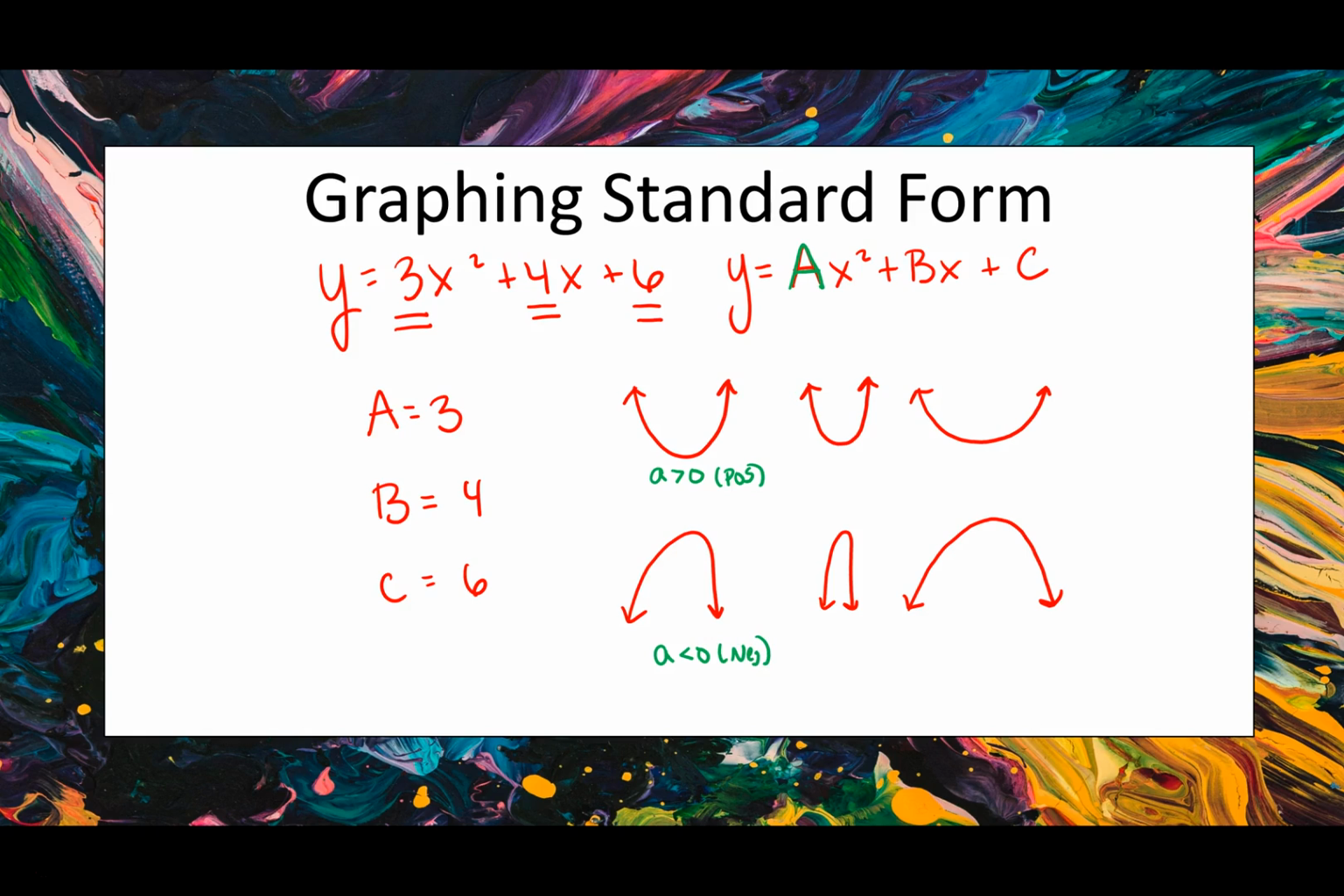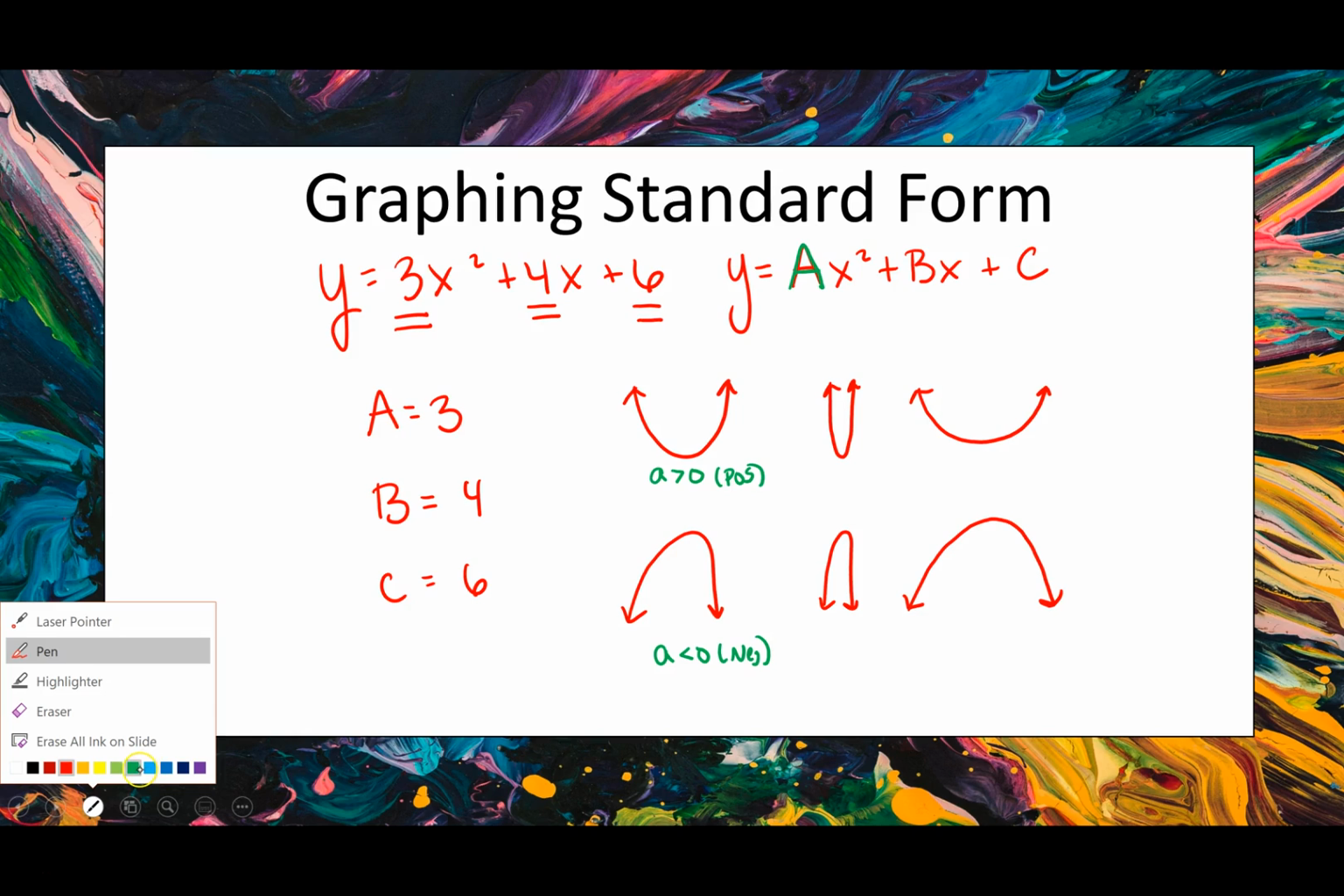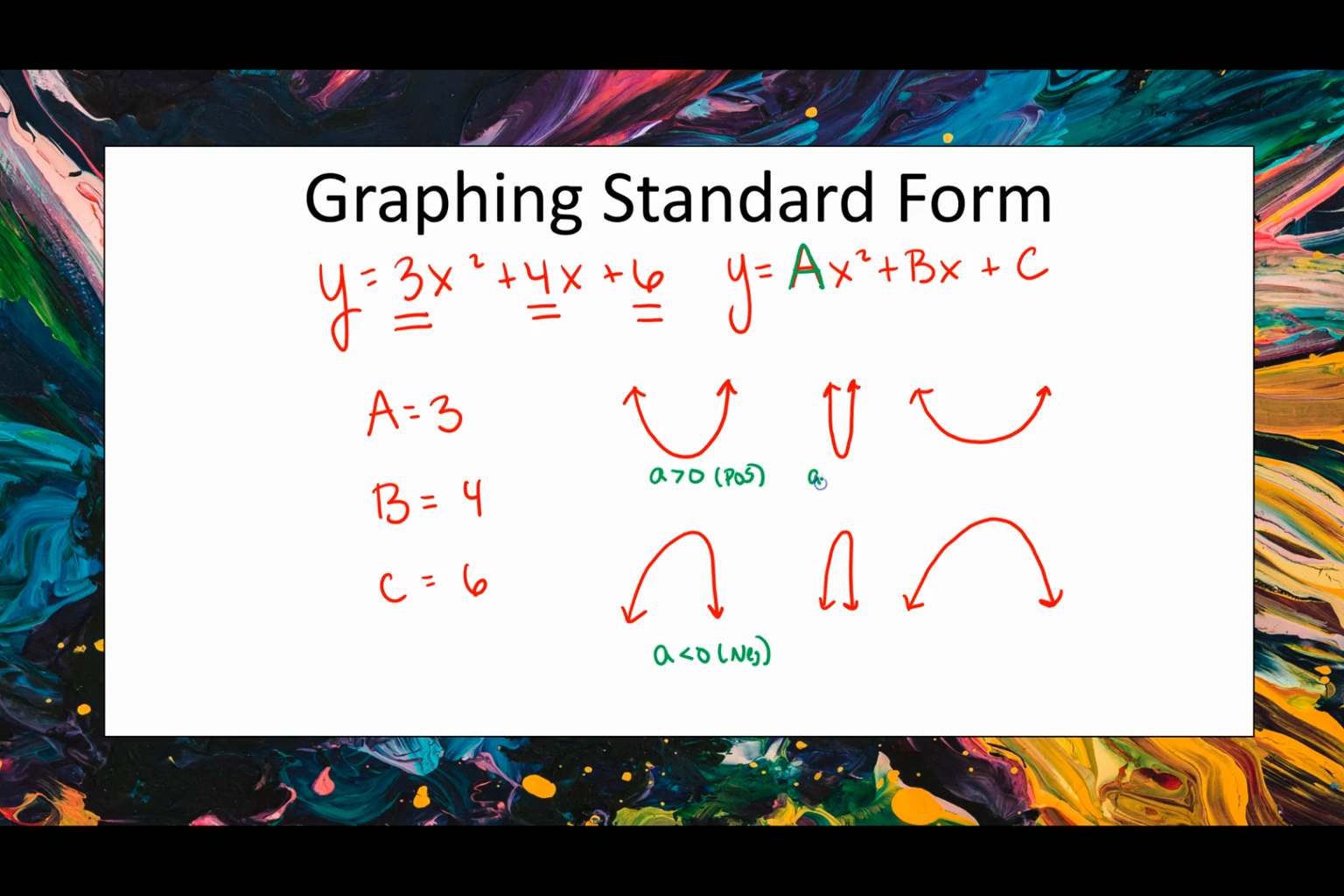Well, what about if it is a narrow happy face? Let me make something a little bit more drastic than that. So something like a narrow happy face. What type of a value do you think you have there? Well, in a situation like that, you'd have something like a equals 3, a equals 4, a equals 2, a equals 10. Some sort of a value that I would consider big. A wide happy face would be something like a equals 1/2, a equals 1/8, a equals 1/3. Some sort of fraction, a number less than 1 but greater than 0.